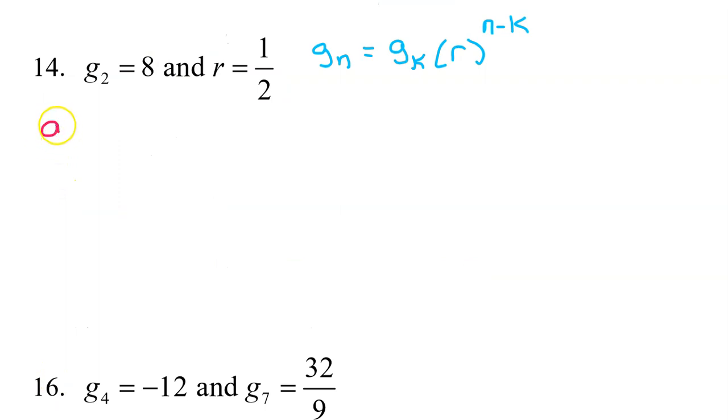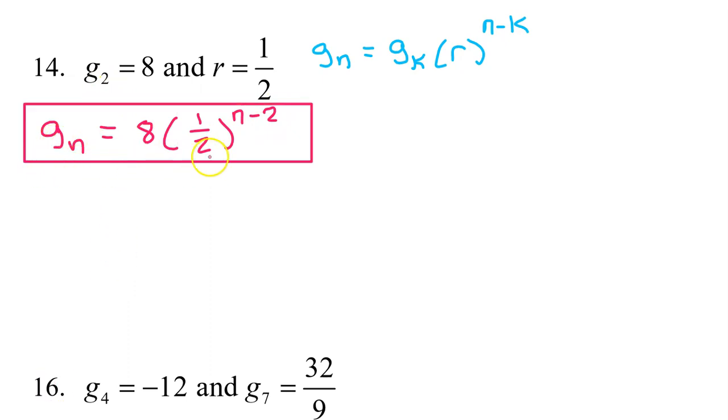Jumping right in for number 14, Gn will equal Gk, which we will use G2, therefore 8. Just remember that k is 2, times the common ratio, which is 1/2, to the n minus k power. There's your 2. This is one expression for Gn. Let's use it to find G6.